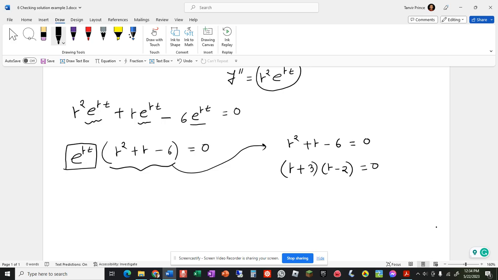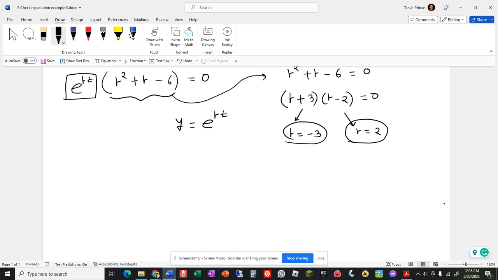If you forget how to factor or you're not comfortable, you can simply use the quadratic formula, no problem. So I get two solutions, r equal to negative 3, and r equal to 2. So I have two such solutions. Remember, the solution has the form y equal to e to the rt, and I have two possible values of r that will make it a solution.